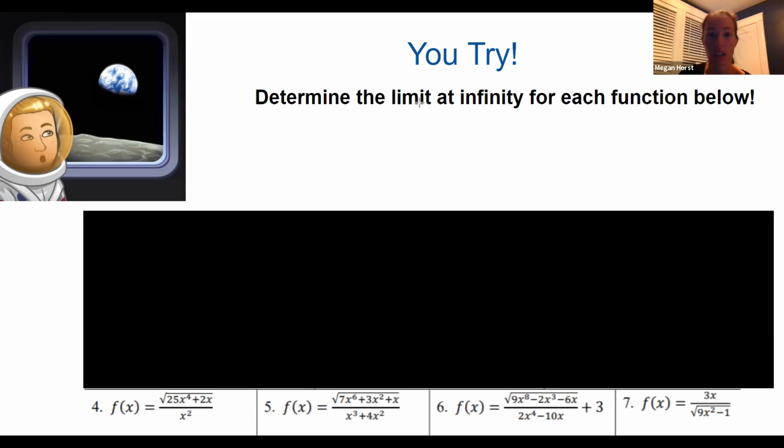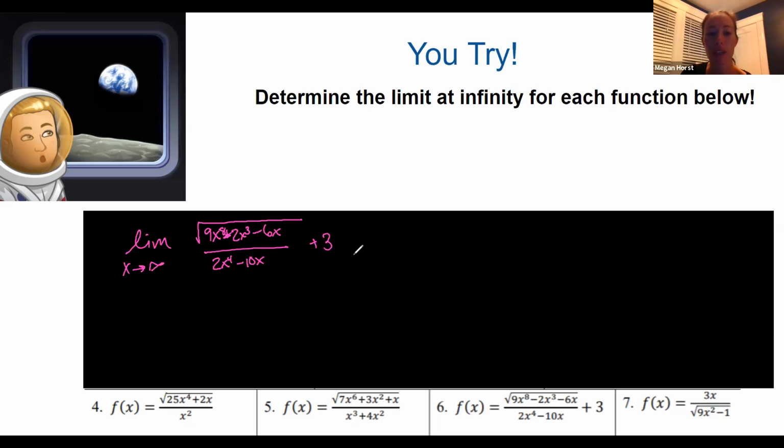All right, let's look at our last two. For number 6, we have the limit as x approaches positive infinity of the square root of 9x to the 8th, subtract 2x cubed, subtract 6x, all over 2x to the 4th, subtract 10x, and that's all plus 3.